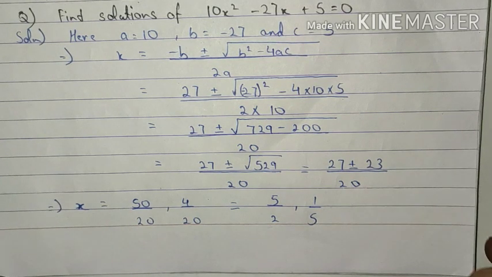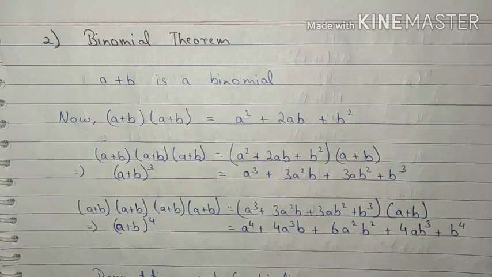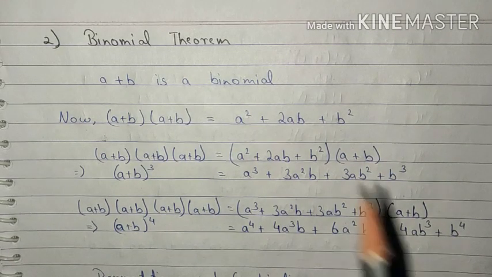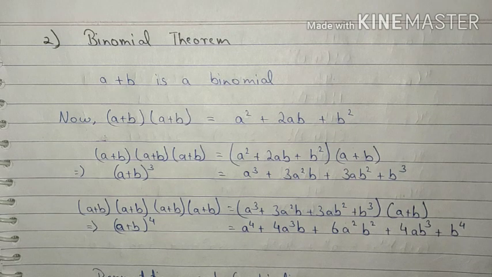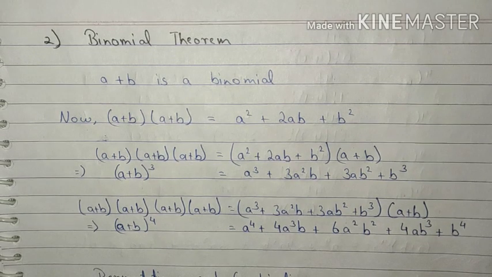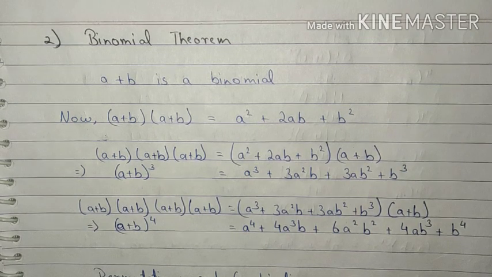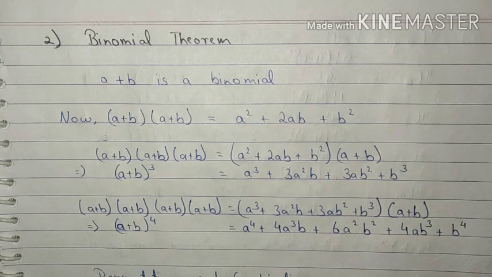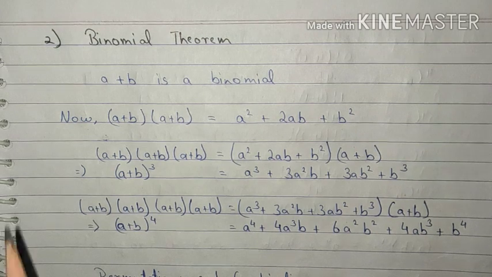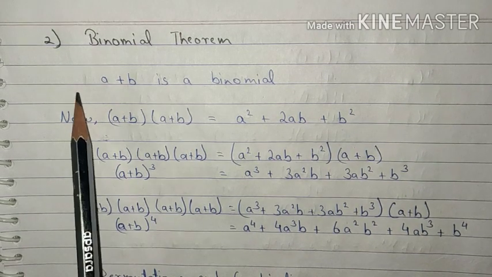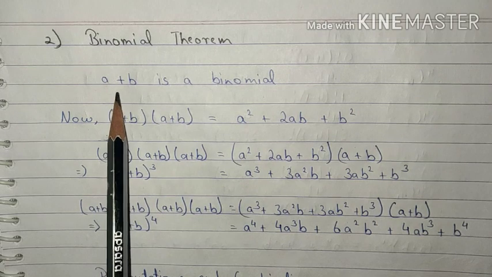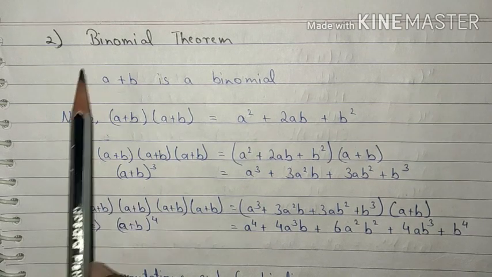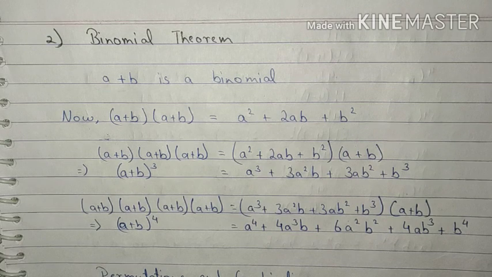Let's move further to the next topic, binomial theorem. In your previous classes, you have already studied monomials, binomials and polynomials. As you already know, an algebraic expression having two terms is known as binomial. As you can observe in this example itself, we have taken two terms which have an addition operation in between them, and such an expression is known as binomial.